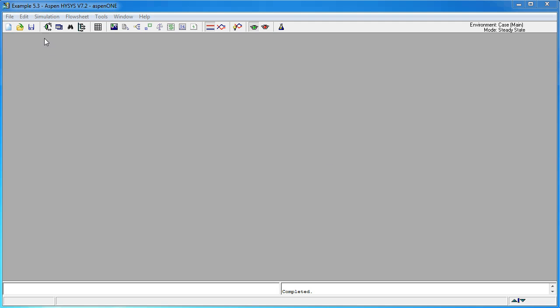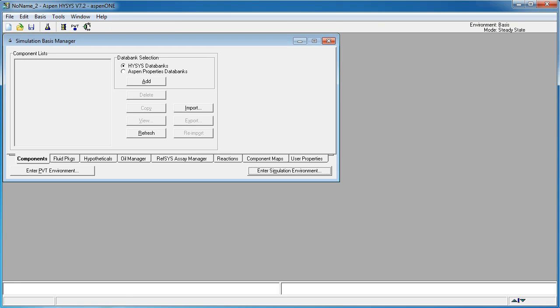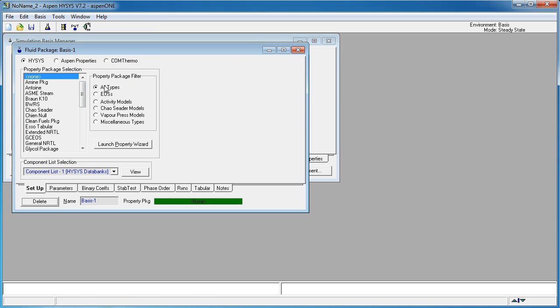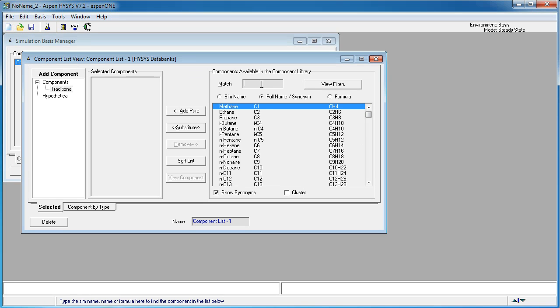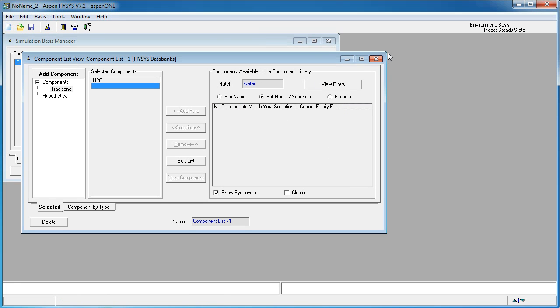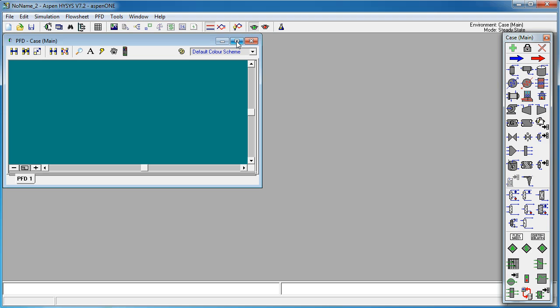So our first step is to start a new case, and on our simulation basis manager page here we're going to add a fluid package. The fluid package we're going to use for this example is ASME steam, and on the components page we're just going to have one component, which is water. So with those two things added, we can enter the simulation environment.